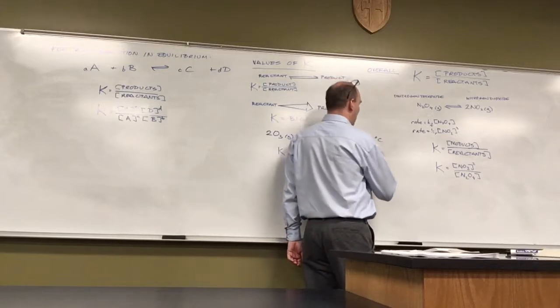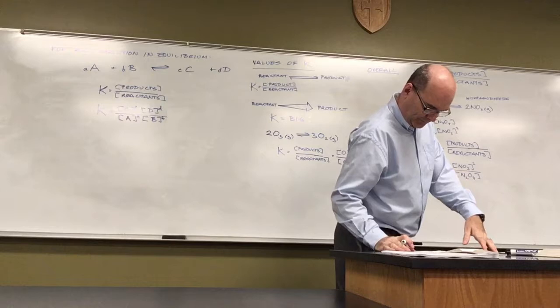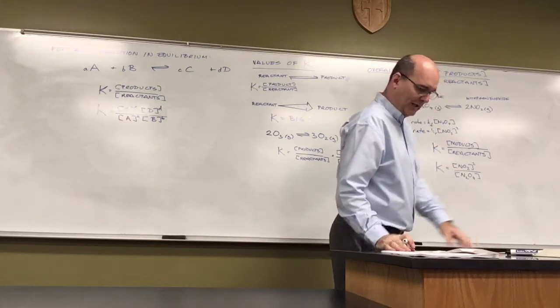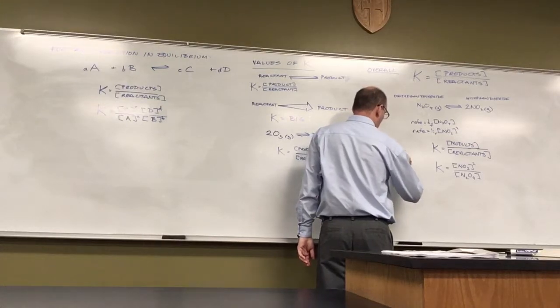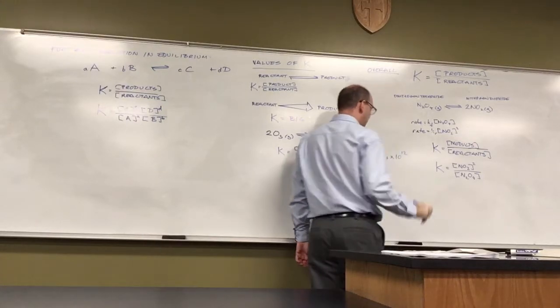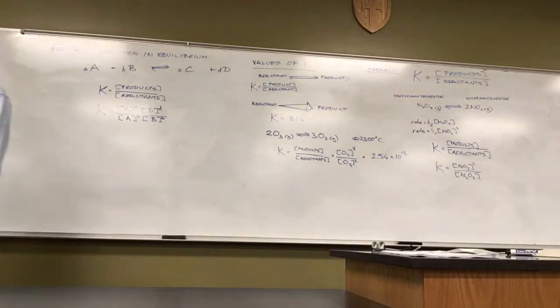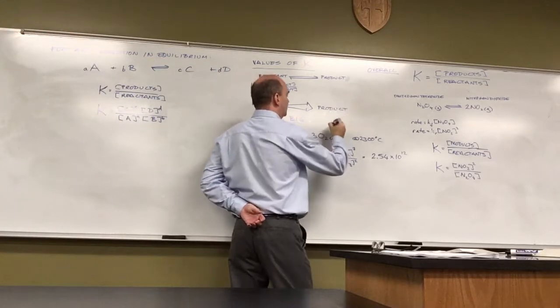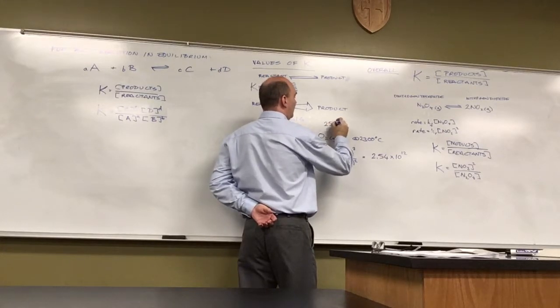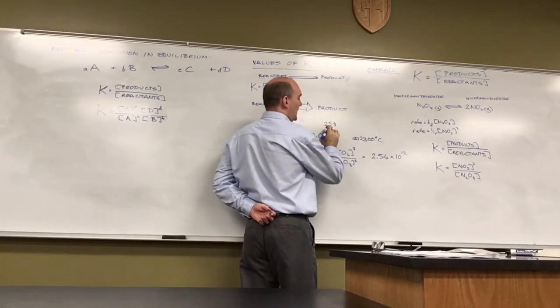The value for that is 2.54 times 10 to the 12. That's a big number. 10 to the 12 is a big number. That is 2, 5, 4. This would count as a 0.